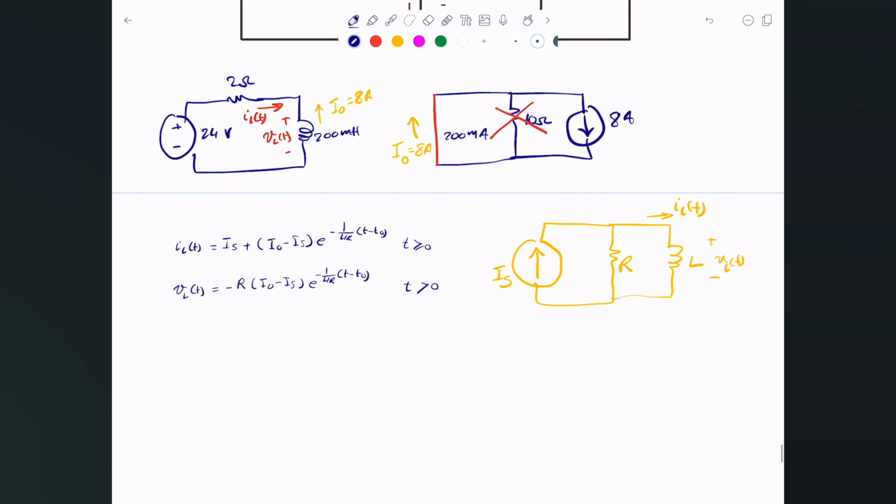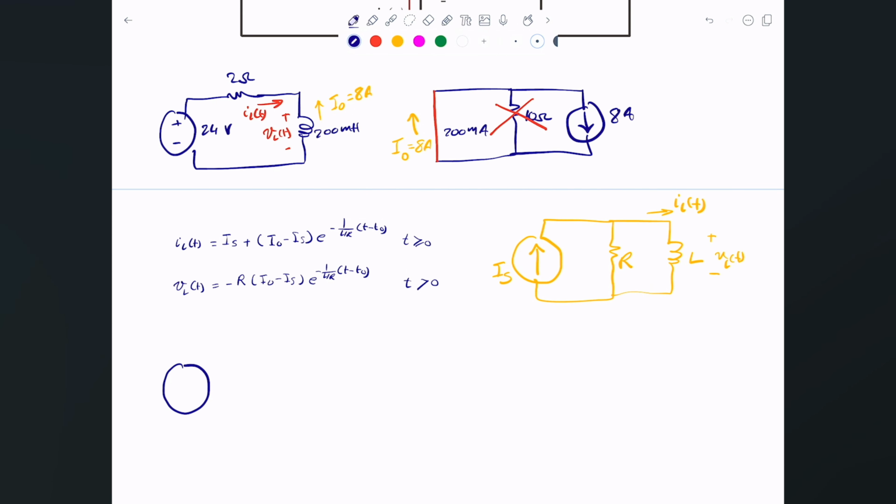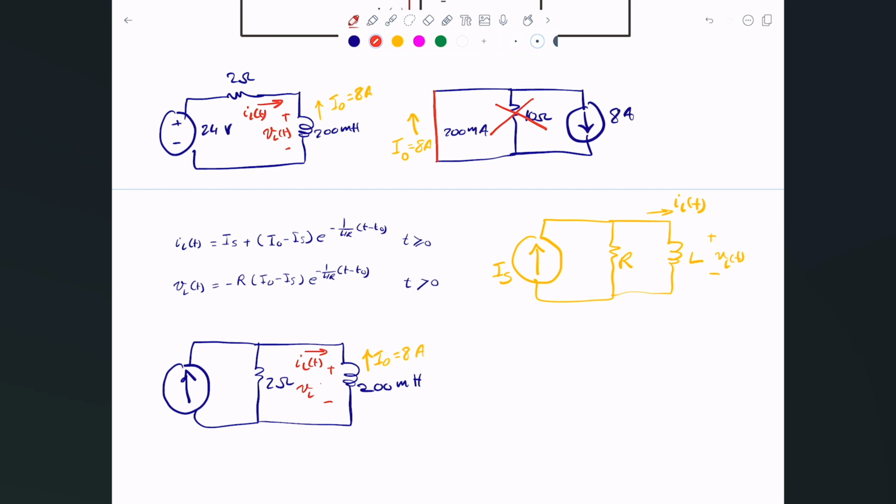So I'll redraw the circuit after switching using just the Norton equivalent. That will be a current source in parallel with the 2 ohms, and that will be in parallel with the 200 millihenries inductor. That inductor has I0, which is simply 8 amps. The current I'm interested in is this current in here, which is IL of t, and the voltage across it, which is VL of t. The current source in here is just simply 24 divided by 2, which is 12 amps.